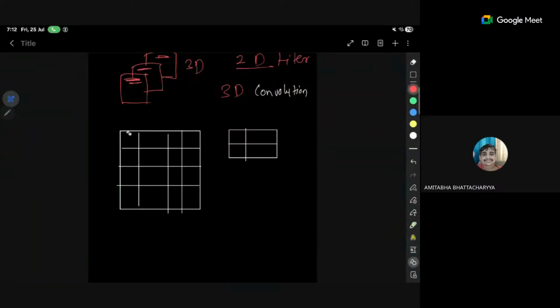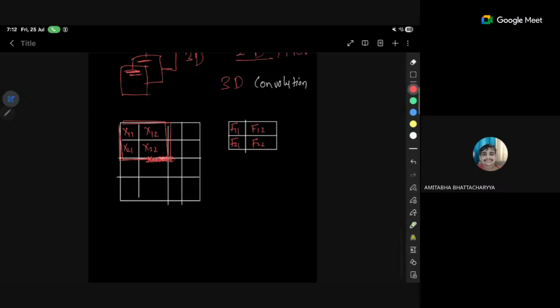So how will I do it? I'll put my filter here. Let's say the values here are x11, x12, x21, x22. So these 4 values are there, and here let's say the values are f11, f12, f21, and f22. Right, something like so.